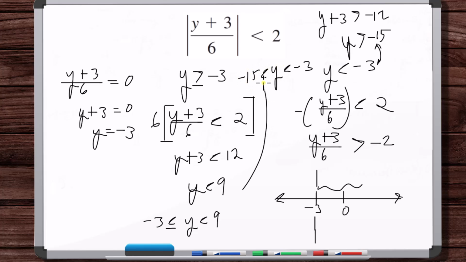So now we just need an or between these two. Well, we can see it's going to be, we could do this. y is less than 9 and greater than minus 15. That is the solution.